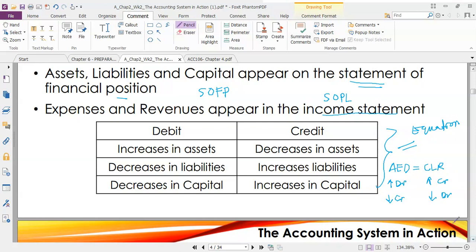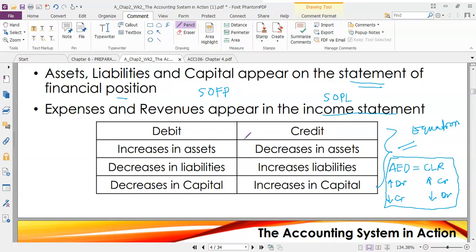Later on, I will explain to you what is the meaning of increase and decrease. Nanti kita akan tengok. Sama dengan apa yang ada dekat dalam notes ni. Debit increase in asset, debit decrease in liability, debit decrease in capital juga. Credit decrease in asset, credit increase in liability, credit increase in capital juga. Sama dengan apa yang saya ajar. Yang ini yang penting, yang you kena tahu.